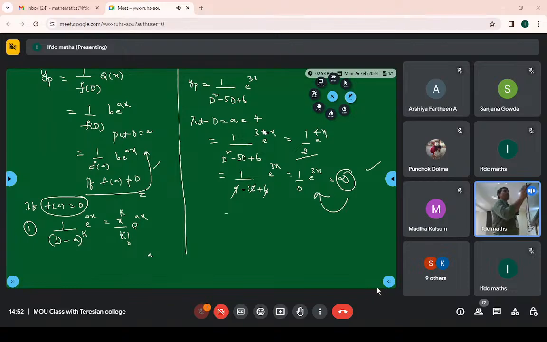For example, this problem is there, so how will you look into this? My roots are: D − 2 is one root and D − 3 is another root. Am I right?